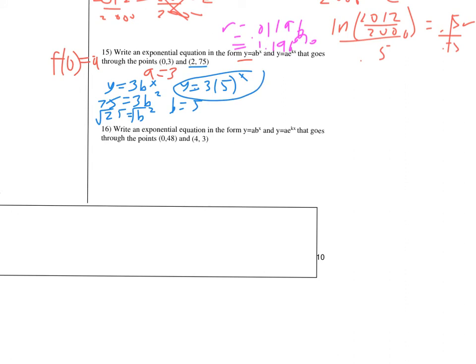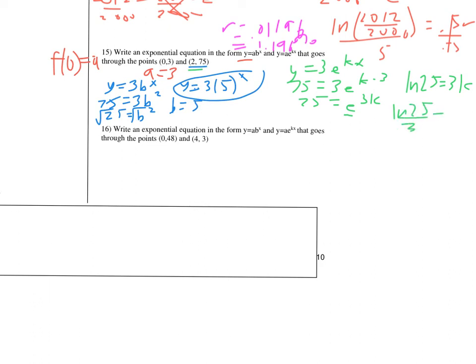Now I'm going to do the same or similar thing with the other one. So I still know that a is 3. That's the initial value. And now I've got to figure out what k is. So I'm still going to use the other point and figure out what k is here. And so 25 equals e to the 3k. Now on this one, instead of our variable being the base, it's actually in the exponent, which means I need to use a log. And this is base e, so I'm going to use a natural log. So ln of 25 equals 3k, and so ln of 25 over 3 equals k.